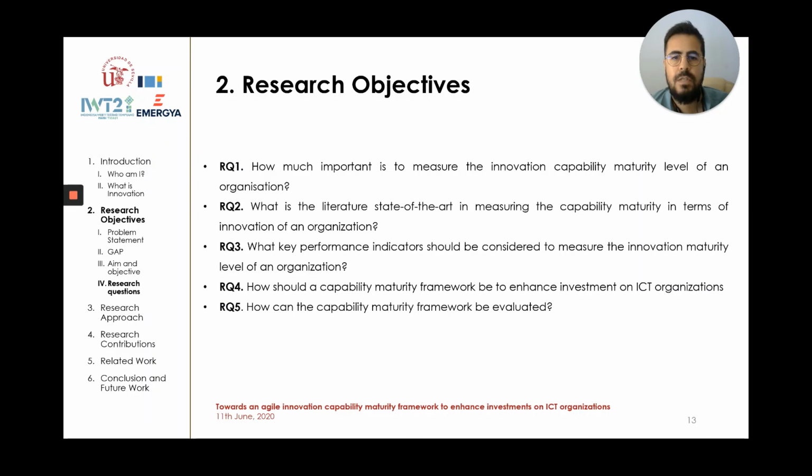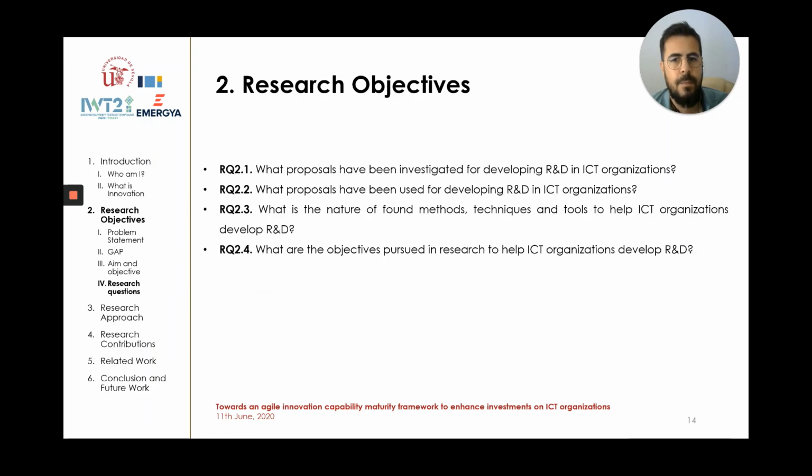Research questions are displayed on the screen. We want to know how important it is to measure the innovation capability maturity level, what the literature state of the art is, what key performance indicators should be considered, what the framework should be to enhance investment in ICT organizations, and how the framework can be evaluated. With the research questions, we aim to understand the state of the art of assessing maturity and capability for developing R&D in ICT organizations.